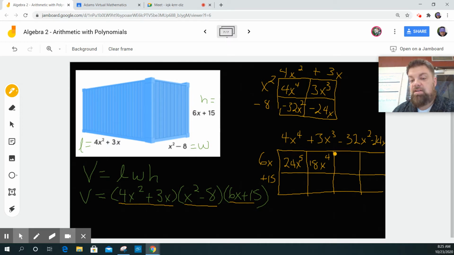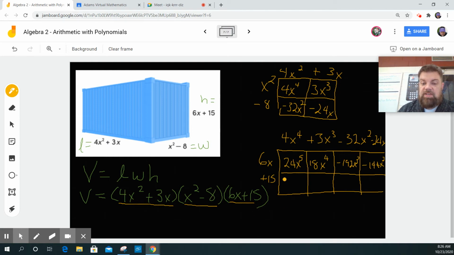32 times 6 is a really big number. So negative 32 times 6 is 192. So I'm going to put 192, and it's a negative 192 x cubed. And then, actually, I don't like how that looks. Let me see if I can write it a little better. So this is x to the 4th, and then this is negative 192 x cubed. And then 6 times 24 equals 144, but it's a negative 144. And then x times x is x squared. Running out of room there.